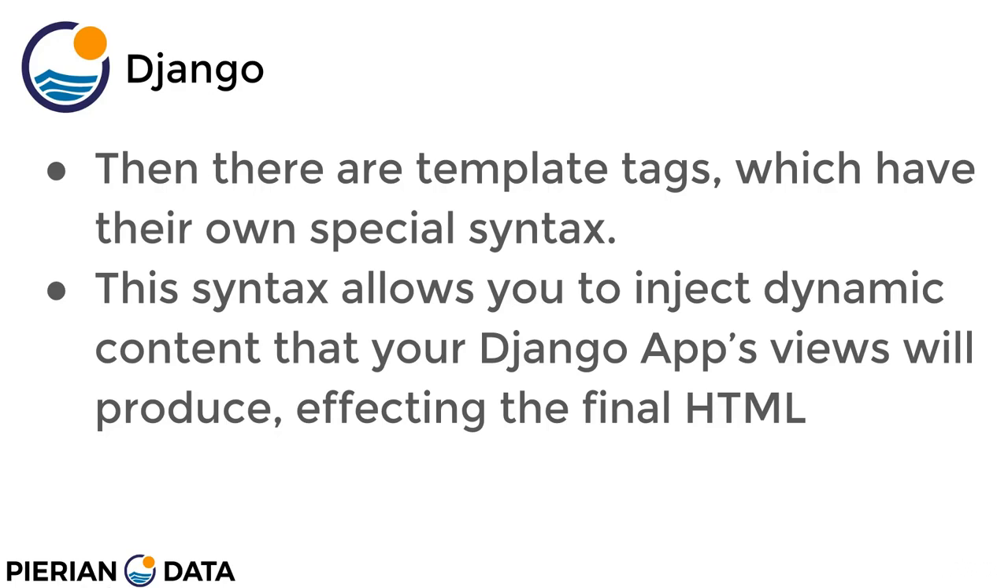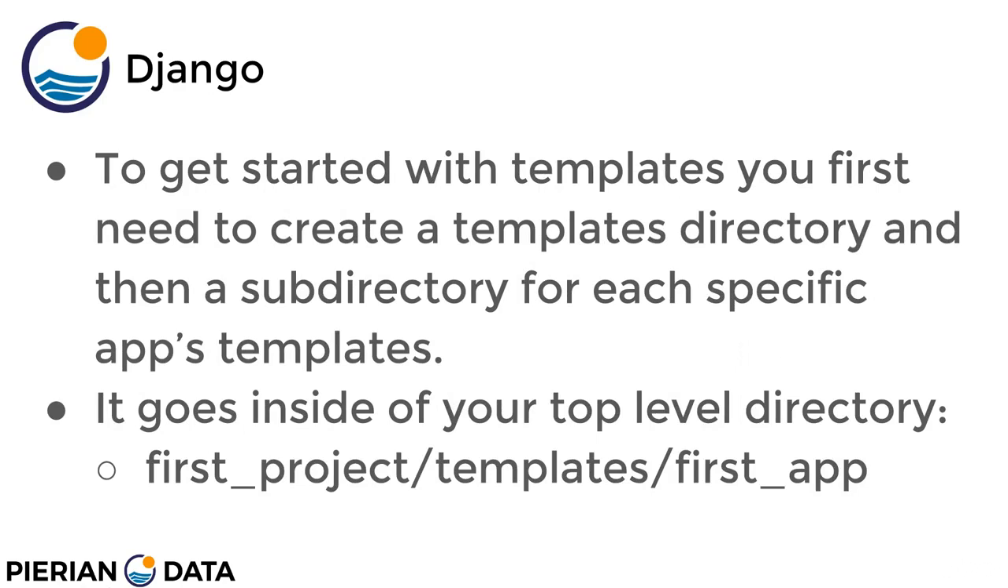To get started with templates, you first need to create a templates directory and then a subdirectory for each specific app's templates. At least by convention, that's how we're going to do it here. It goes inside of your top-level directory. So in our example, we'll have something that looks like this: the first project folder or directory, then we'll create a new templates folder, and inside of that, we'll have a first_app folder or directory.